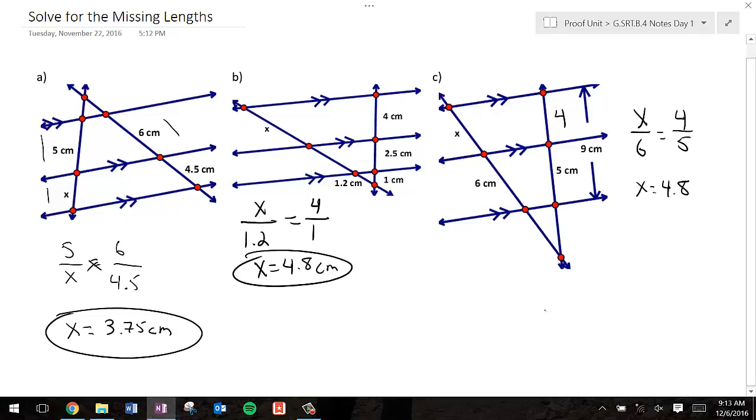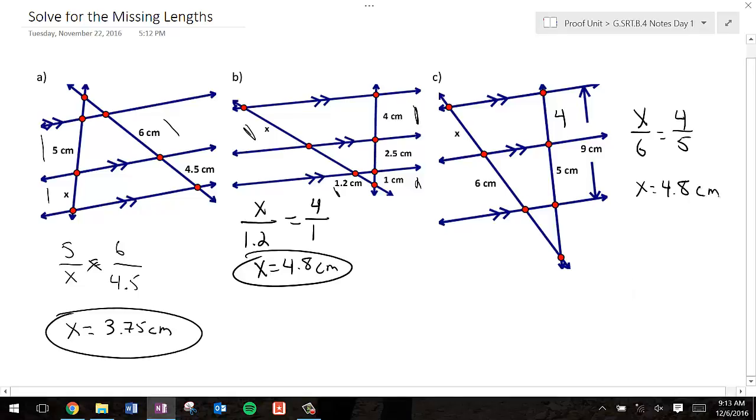Okay, welcome back. So the second one in the middle was quickly left side, right side, knowing that I have to ignore that 2.5 since I don't have a value over here in between my parallel lines. And we ended up with 4.8 centimeters.